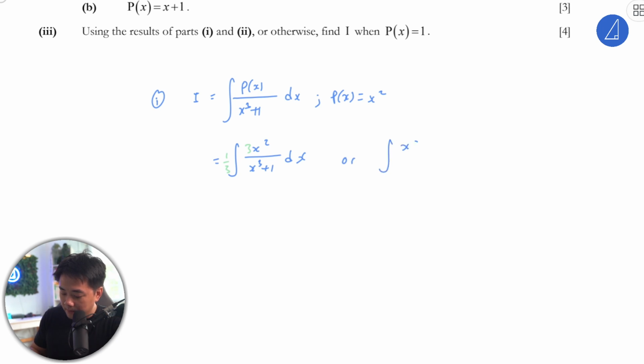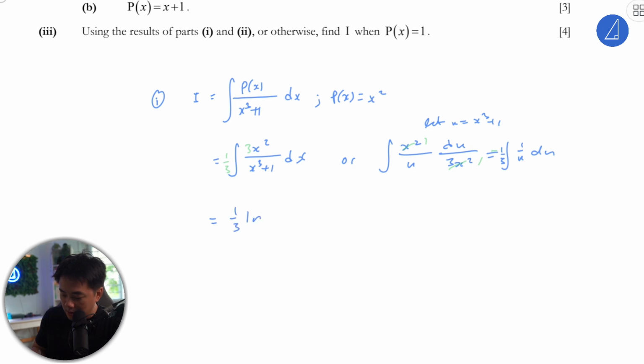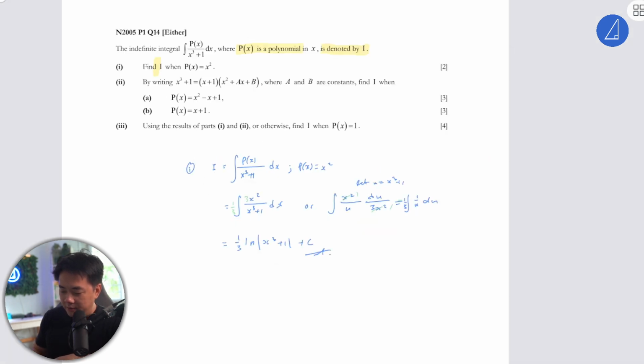Or you can just let u equal x cubed plus 1. So du is 3x squared dx, so we cancel this, and in this case you get 1/3 times 1 over u du. So this is ln u, right? Same with this: this is 1/3 ln of x cubed plus 1 plus c. Okay, I think the first part is pretty okay.